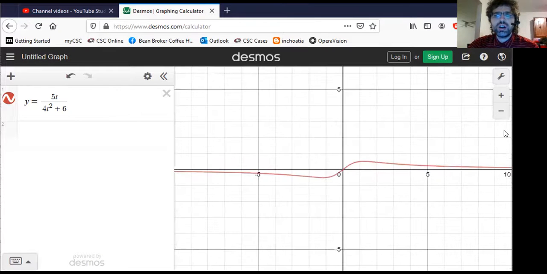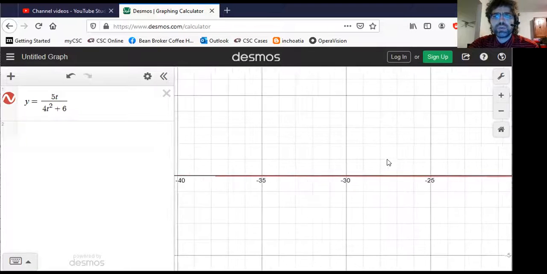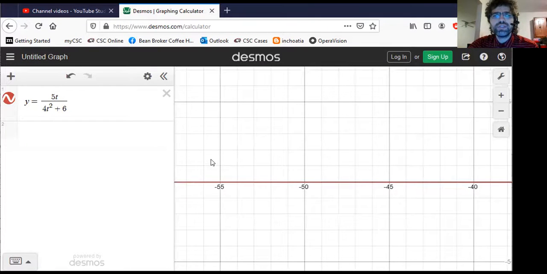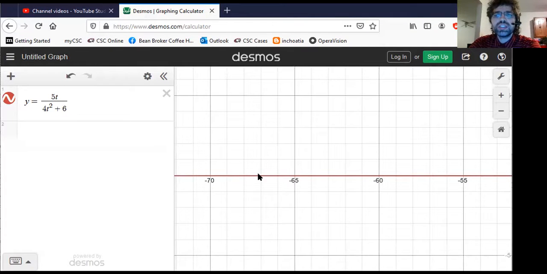In this context, t has to be positive, t is time, but just from a purely mathematical point of view, it's also true that if you let t be large in the negative direction, this graph will just look like a horizontal line, and that line is y equals 0, its horizontal asymptote.